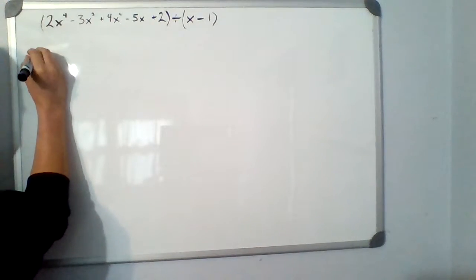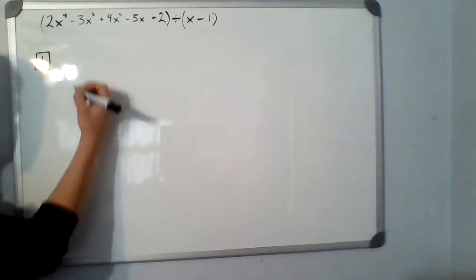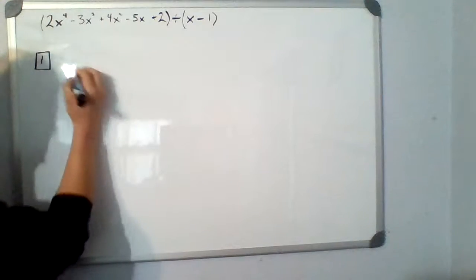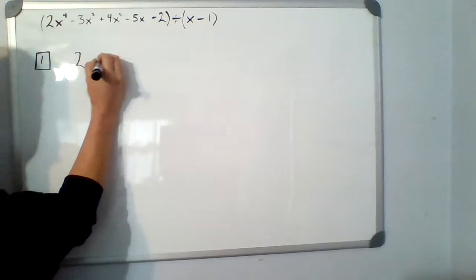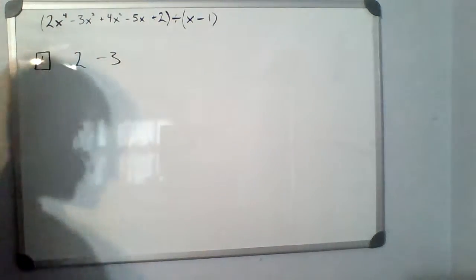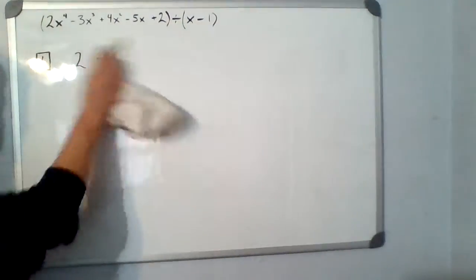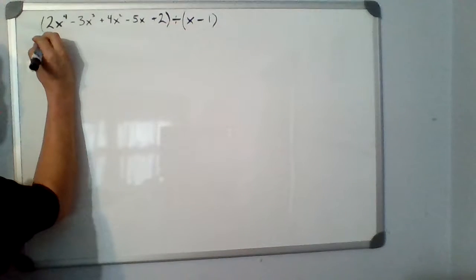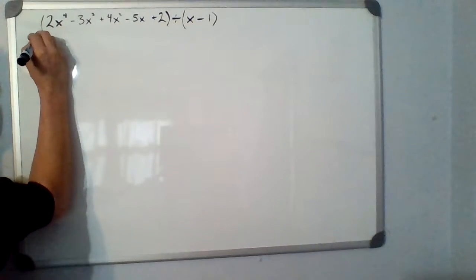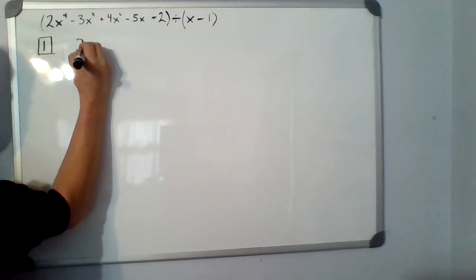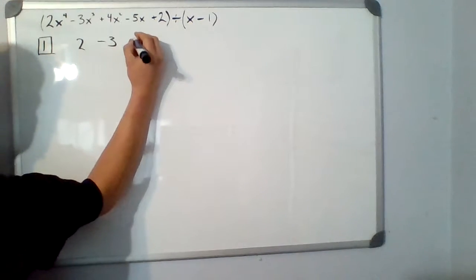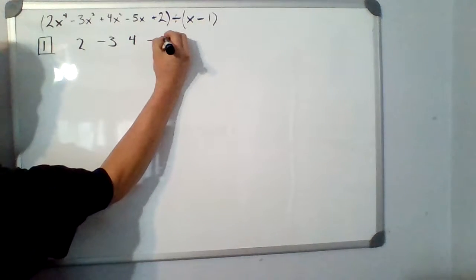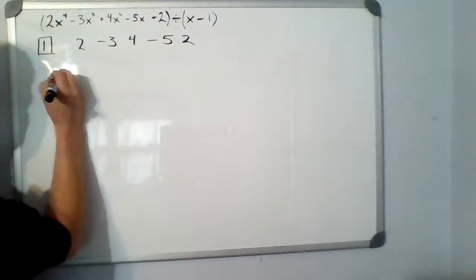So our a term is going to be 1. And then I'm going to write all the coefficients in order. So I have 2, negative 3, I think I can do this more compactly. So I've got 1, then I have 2, negative 3, 4, negative 5, and 2.